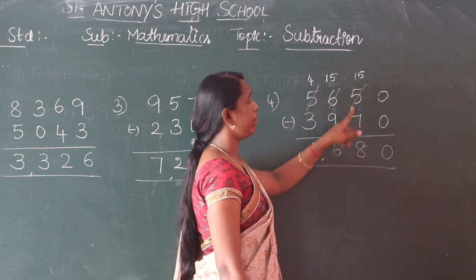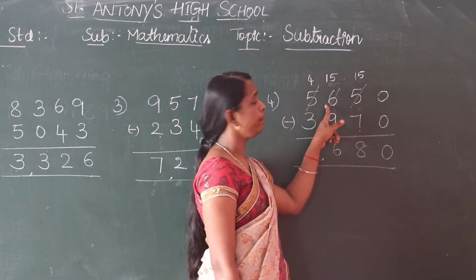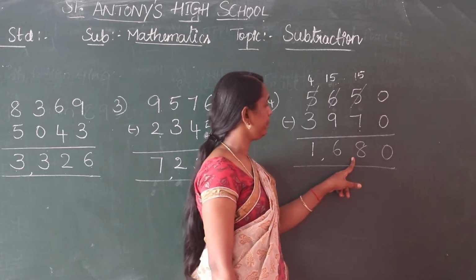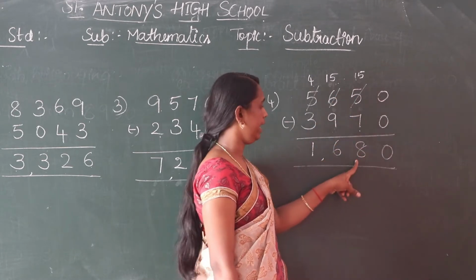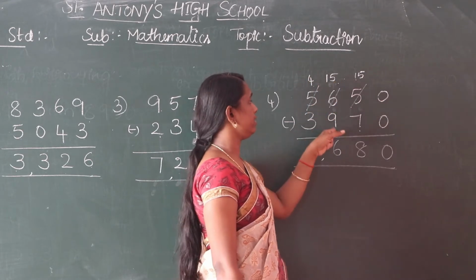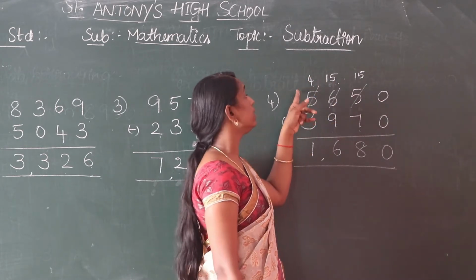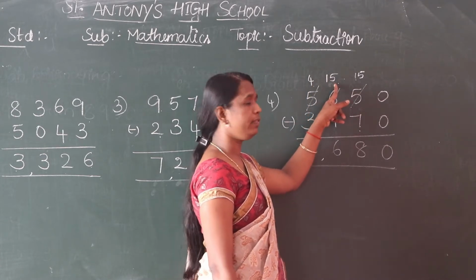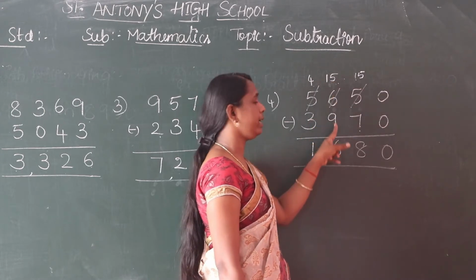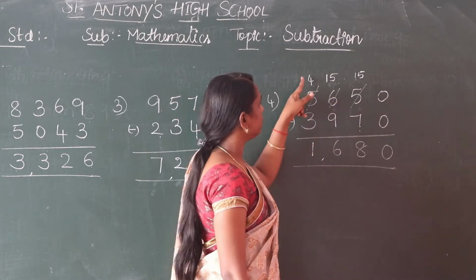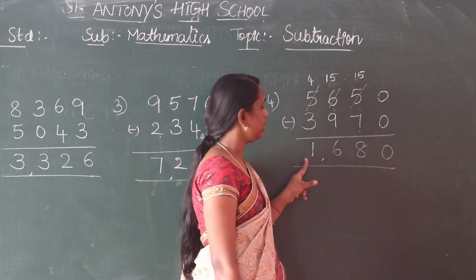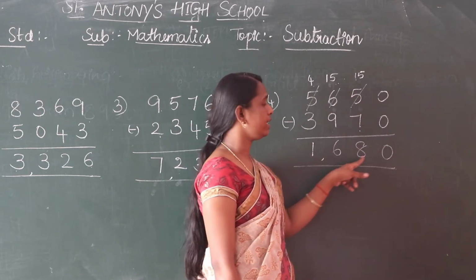5 minus 7, it is not possible. Take borrow from 100 place. This 5 becomes 15. 15 minus 7, 8. This 5 becomes 15 because it is not possible 5 minus 9. Take borrow from 1000 place. This 5 becomes 15. Add 10 to 5. 10 plus 5, 15. 15 minus 9, 6. Here 5 becomes 4. 4 minus 3, 1. Answer is 1680.